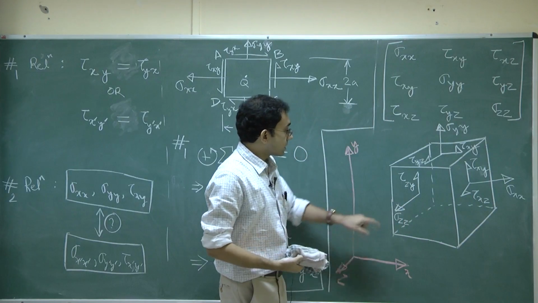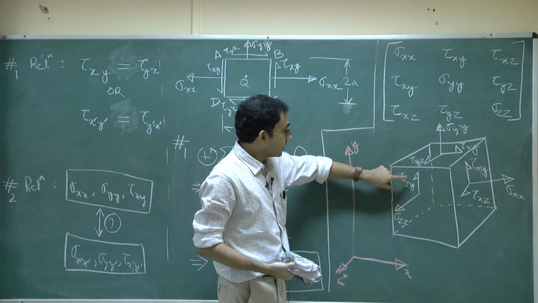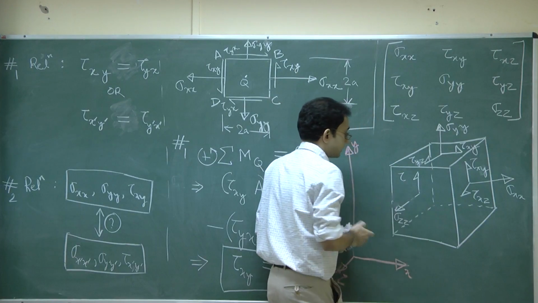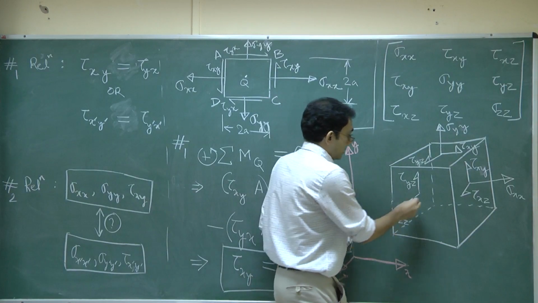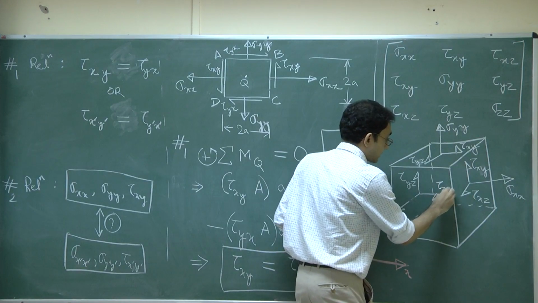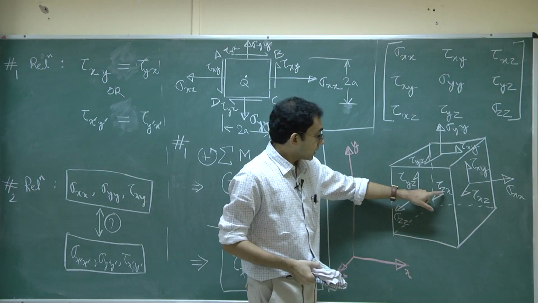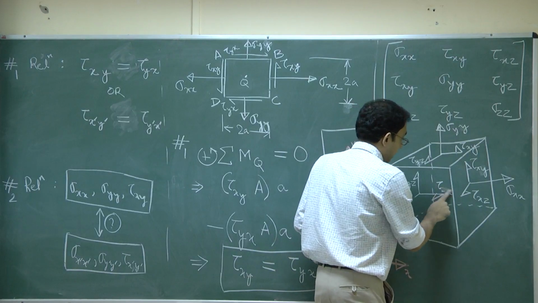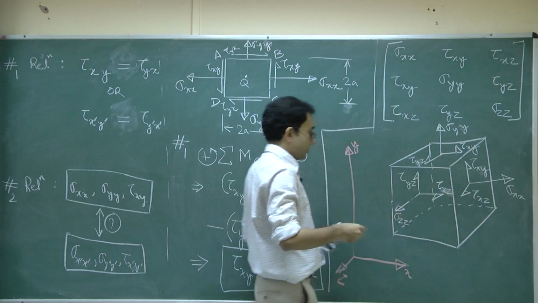Please note that just like before, I have written this as tau zy, but this is no longer necessary. I can write this in terms of tau yz directly. And the final shear stress component tau zx, this is what I had written earlier, but again I need not distinguish between tau zx and tau xz, and I can write it simply like tau xz. Okay.